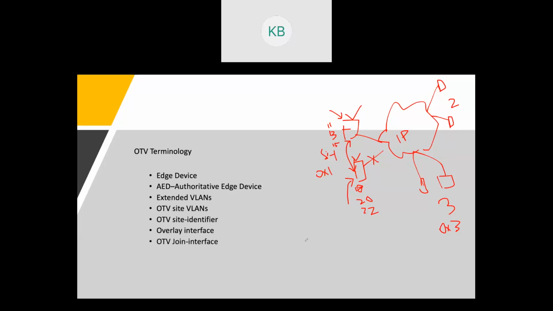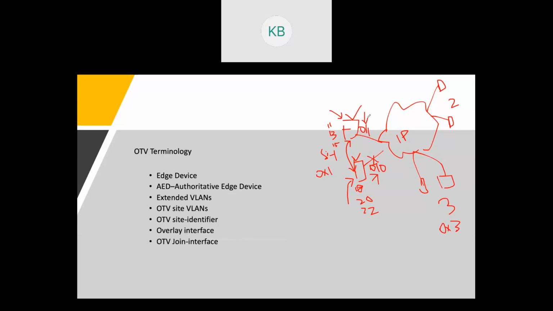OTV join interface. The OTV join interface is the interface which your edge device uses to talk to the data center interconnect. In this example, for this edge device, let's say this is interface Ethernet 0/0, and for this edge device, let's say this is 0/1. So for this node here, 0/0 is going to be the join interface, and for this node, it should be 0/1, which will be the join interface.